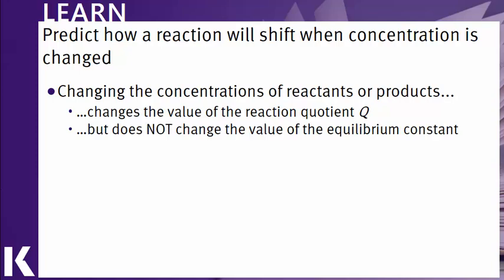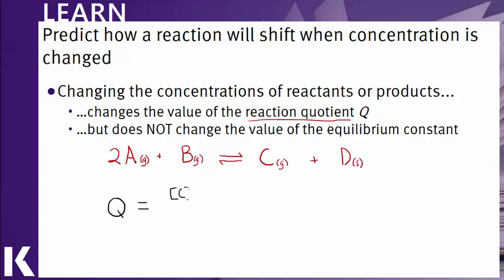Let's use an example to understand how a change in concentration will cause a reaction to shift. Suppose we have the following reaction. Notice these arrows indicate equilibrium. Changing the concentration of either the reactants or products changes the value of Q, which is the reaction quotient. Q is equal to the concentration of the products over the concentration of the reactants. In this case, the reaction quotient would equal the concentration of C over the concentration of A squared times the concentration of B. Notice that we did not add the concentration of D into the reaction quotient equation.